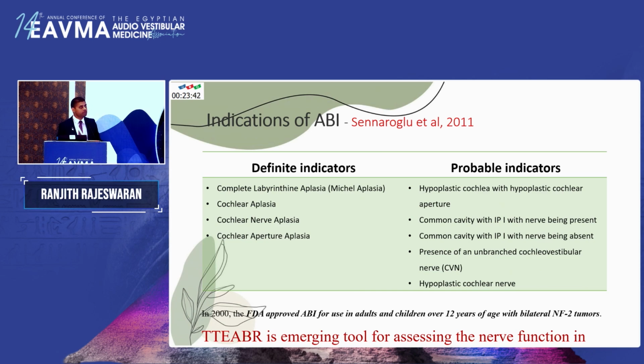Probable indications are where you have an anomaly of the cochlea or an anomaly of the nerve. In this case, the brainstem implant may not be the first choice of treatment. Yesterday in my talk, I was talking about the application of transtympanic EABR in making decisions in patients with gray zone, that is, patients with cochlear anomaly and nerve anomaly, for deciding between cochlear implant and the brainstem implant. So I would like to highlight that TTEABR is an emerging tool for assessing the nerve function in cases of anomalies.